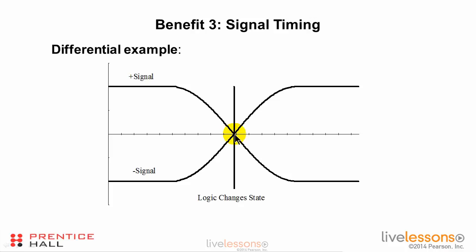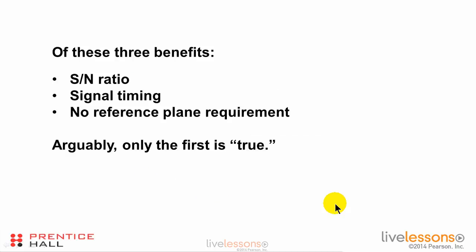Now, this argument is true, and signal timing is more precise with differential signaling. Nevertheless, in single-ended signaling, we usually have tolerances that we know how to work with and that are sufficient for our logic devices to work. So while this is a real benefit, it's not necessarily a significant benefit. So of these three benefits, the signal-to-noise ratio, the signal timing, and no reference plane requirement, I'm going to argue that only the first one is really true and is really the most significant one.